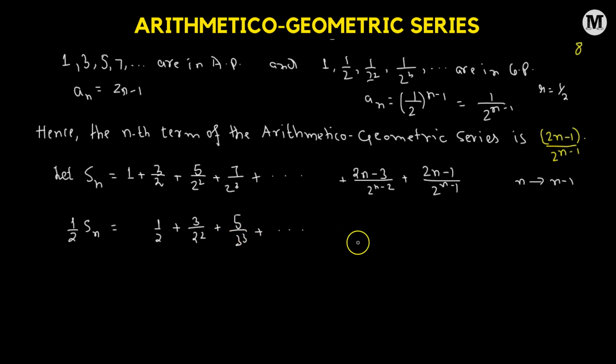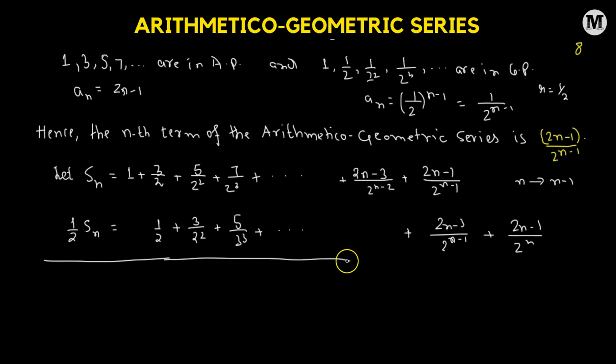Now coming to the second last term. Now the second last term, we have (2n − 3) divided by 2 raised to the power of n − 2. But when we multiply with 1/2, we're going to get 2 raised to the power of n − 1, added to the last term of Sn. So that's (2n − 1) divided by 2 raised to the power of n. Fine.